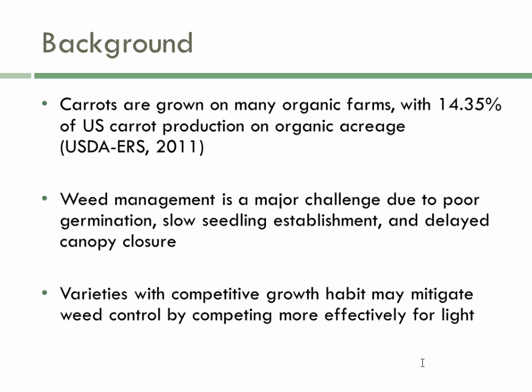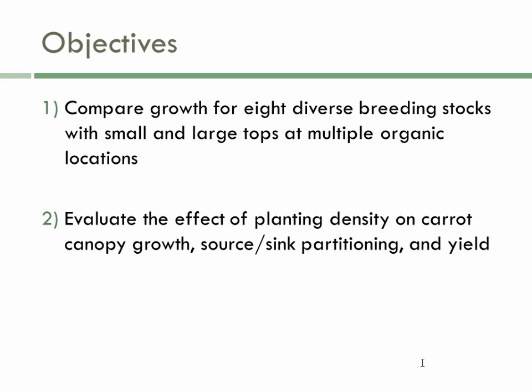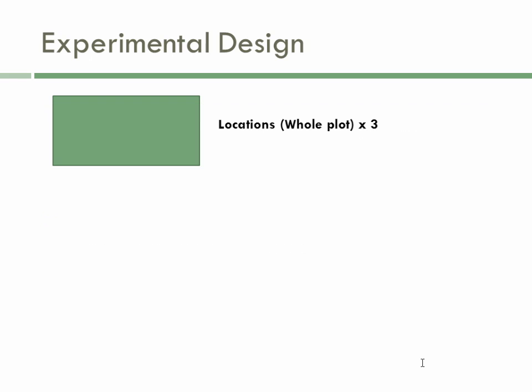So the idea is to find varieties that have a competitive growth habit and may be better able to compete for light with weeds. So the objectives of this study were to compare 8 diverse breeding stocks of small and large tops at multiple organic locations, and also to evaluate the effect of planting density on canopy growth, source sink allocation between the shoot and the root, and overall yield.